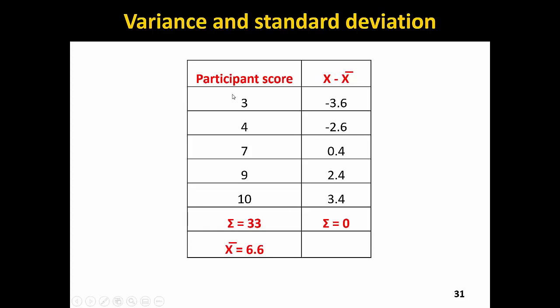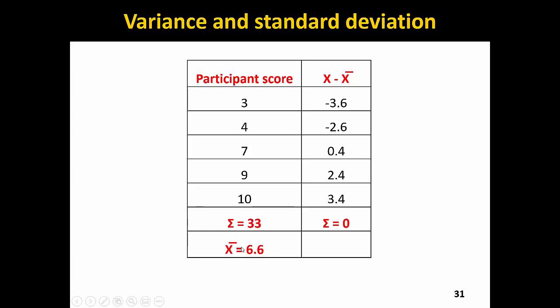So what we have here are some sample scores obtained from a research study from participants. Participant 1 had a measurement score of 3. Participant 2 had a 4, 7, 9, and 10. The first step is to add up all of the participant scores and place that value as a summation in the immediate cell below the final participant score.